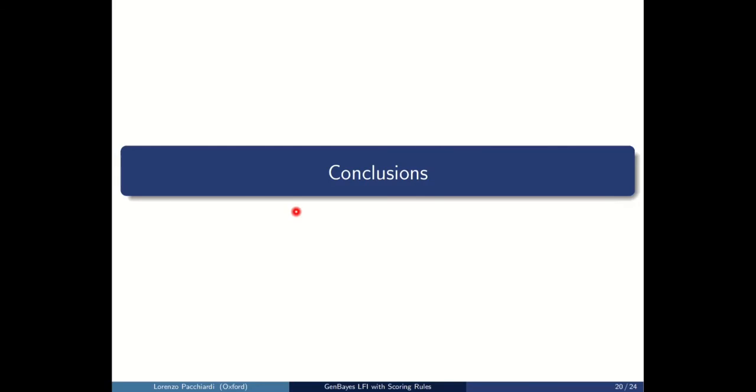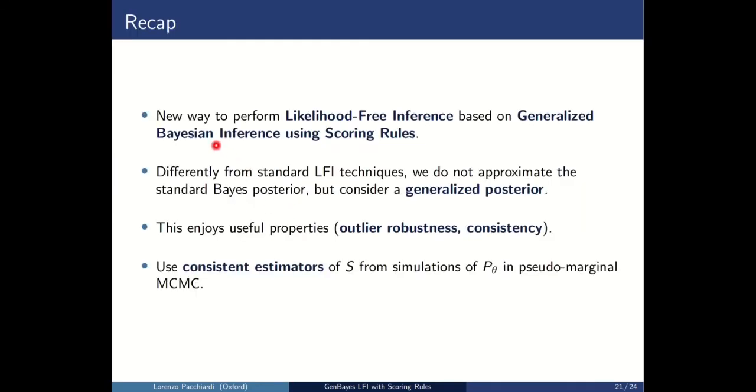Right, to wrap up, we provided a new way to perform likelihood-free inference, which is based on generalized Bayesian inference using scoring rules. And differently from standard likelihood-free inference techniques, we do not approximate the standard Bayesian posterior, but rather we consider a generalized Bayesian formulation. And we show that this enjoys some useful properties, such as outlier robustness and consistency. And in practice, we use consistent estimators of S from simulations from the model in a pseudo-marginal MCMC setting.